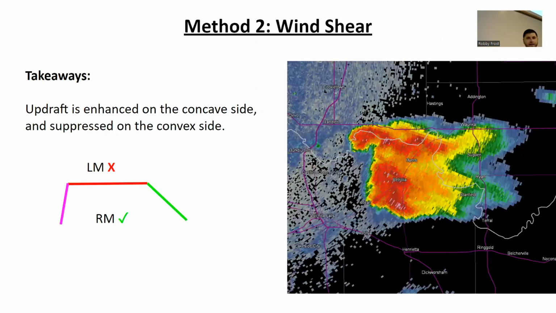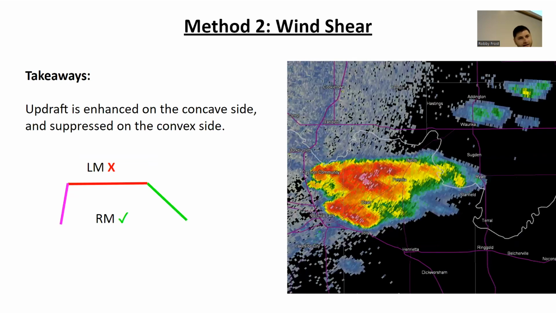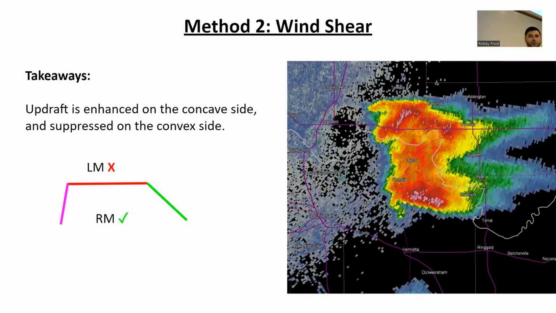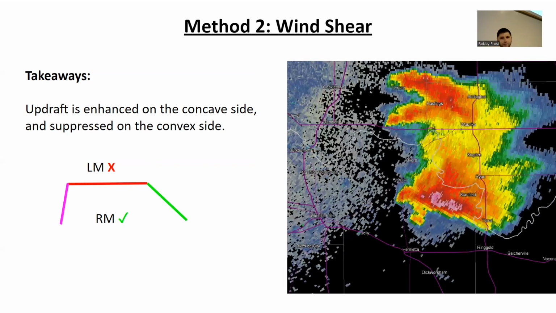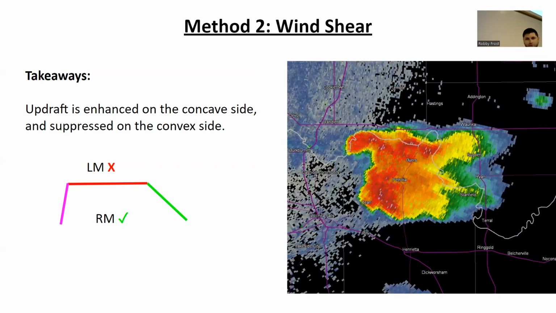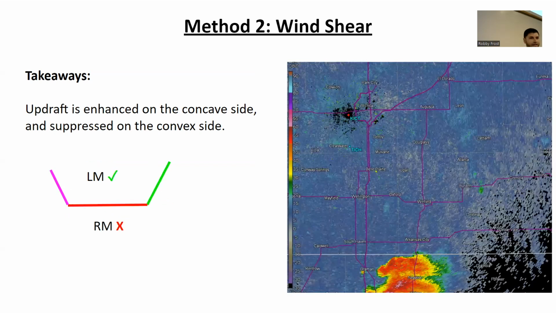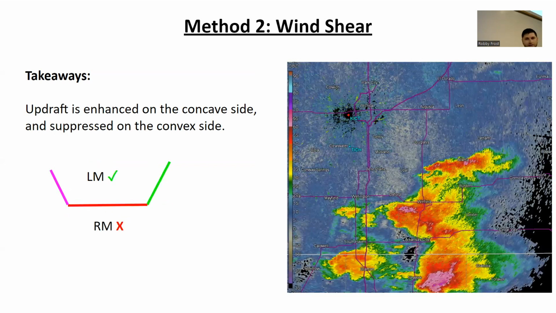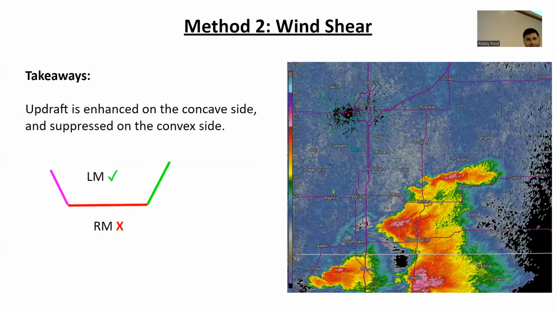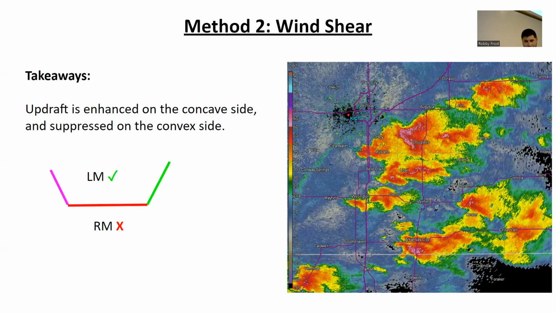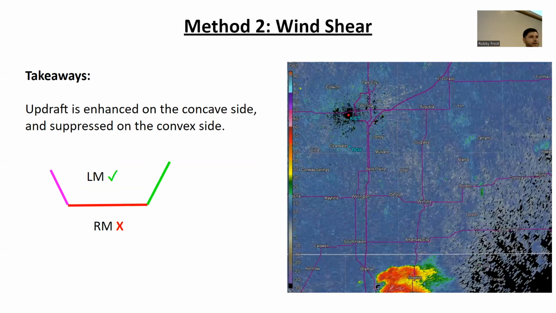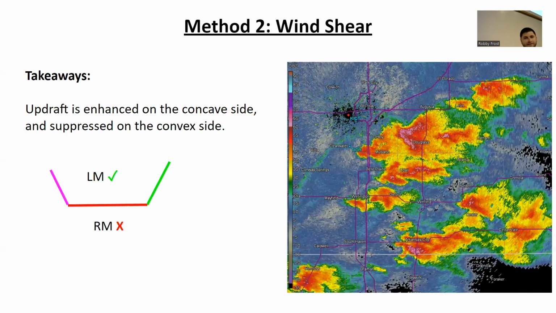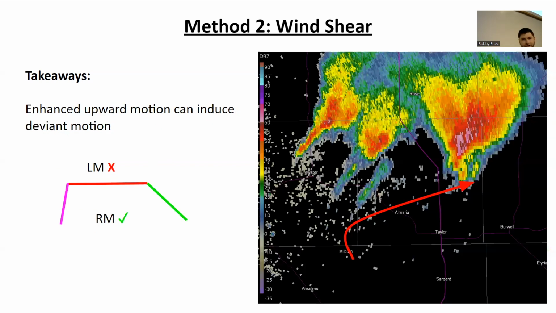So takeaway, the updraft is enhanced on the concave side of the hodograph and suppressed on the convex side. So typically that's going to favor the right mover and suppress the left mover. Exact opposite with a backing wind profile and a counterclockwise curved hodograph. It would actually enhance the left mover and suppress the right. We already talked about why that's not going to be as common in the Northern Hemisphere, as that's associated with descent on the synoptic scale, essentially.